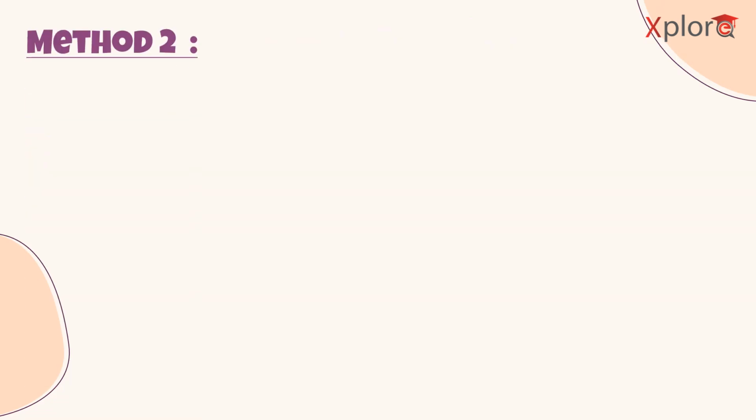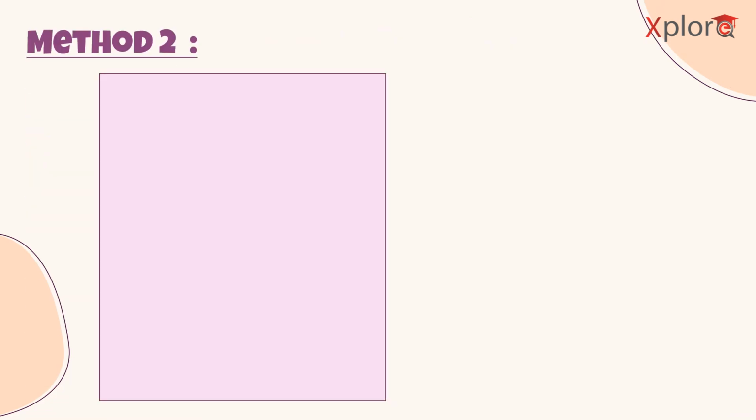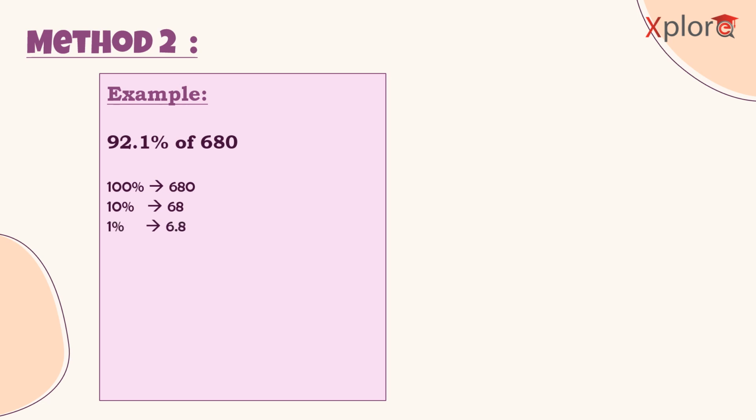Now let's see another method to solve the percentages. Let's learn this method with an example directly, because that is how we will be understanding it very clearly. So 92.1% of 680. Now can I consider this 680 as nothing but 100%? Out of this 100% value, we need to find out 92.1%. So 100% value, I took it as 680. So 10% is nothing but 68, where 10 and 10 are getting cancelled. That's it. And 1% is 6.8.